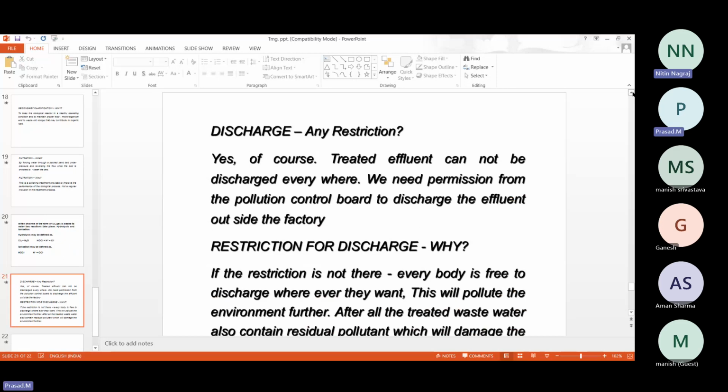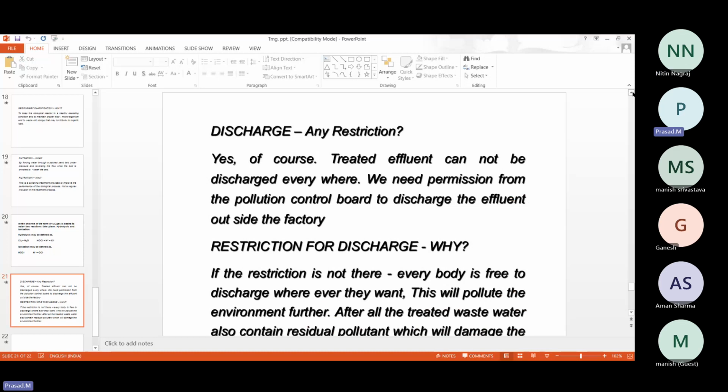How much MLSS should we keep in the aeration? MLSS, sir, will be around 2,500 to 5,000 for the activated sludge process. For the NPR activated sludge process, 10,000 to 12,000 also. Okay.